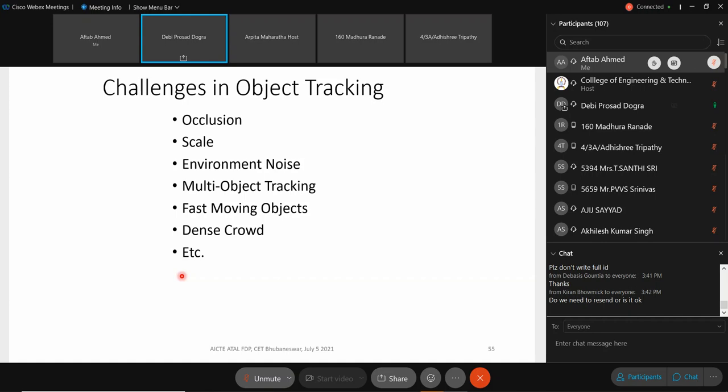movement of the camera. You can have multiple objects moving. You need to track multiple objects. You can have fast moving objects, slow moving objects. You can have dense crowd.